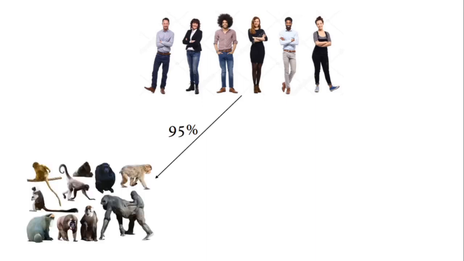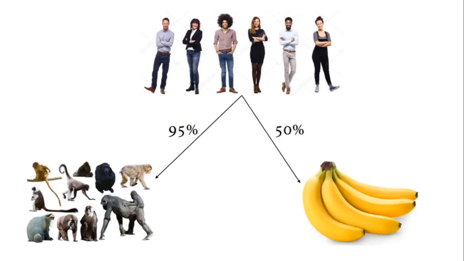Hello everyone. Many of us already know that we share about 95% of our DNA with some types of primates. But what we possibly do not know is that we also share about 50% of our DNA with bananas. That sounds crazy, right? But that's what it is.